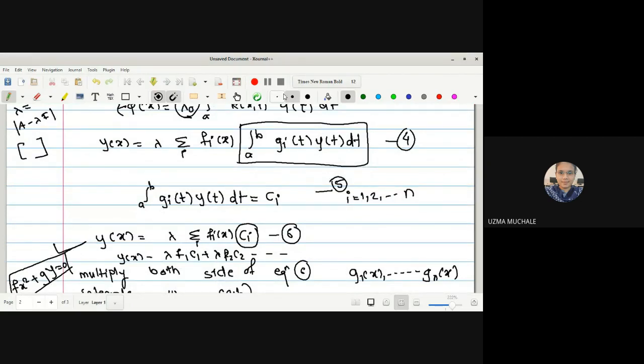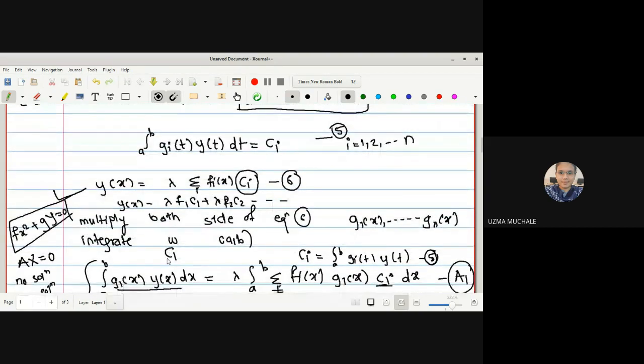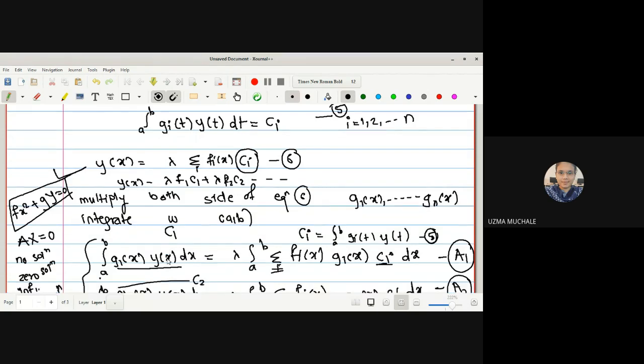So hence the value of this whole integration will be some constant. And after substituting the value of that Cr, we have got the equation 6. Now, if I want to find out the value of equation 6, or rather if you want to solve the equation 6 for different values of Ci, we want to find out the values of C1, C2 and so on. So for that, a single equation in n variables we cannot solve.